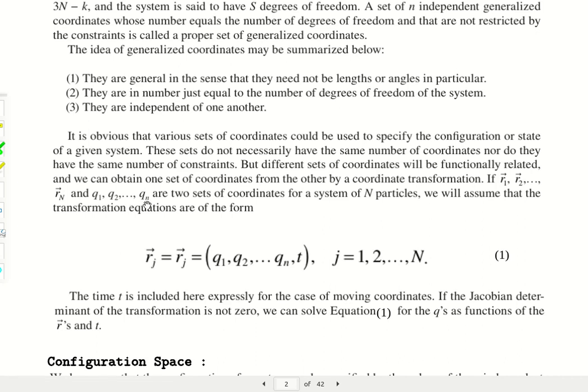So small n is the number of distinct generalized coordinates, as well as the total number of degrees of freedom. So the position vectors of each particle, r1 to r capital N, where capital N is the number of particles, are functions of those small n generalized coordinates. It is written here, the equal sign will not be there, it is a function of q1 to qn and also of time explicitly.